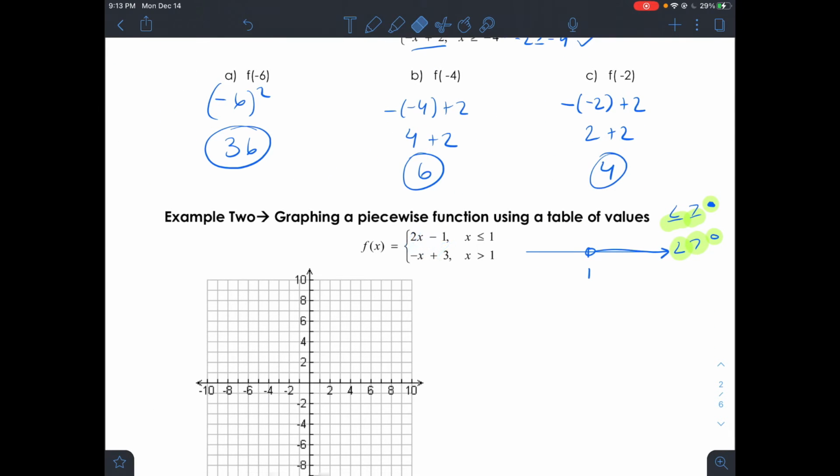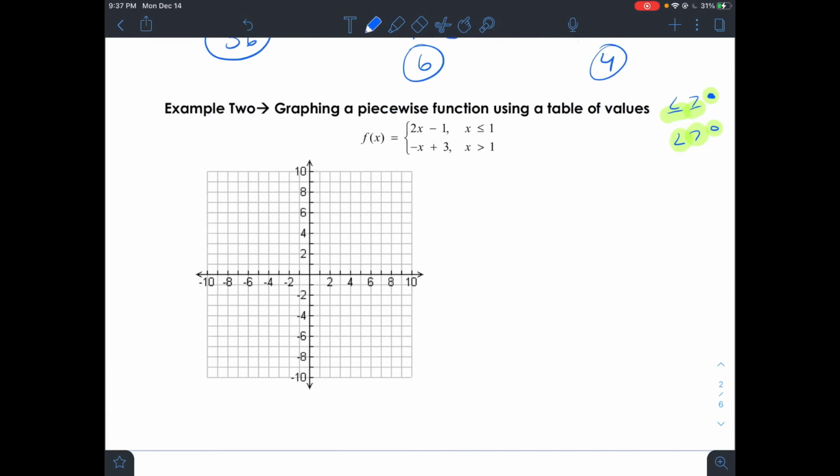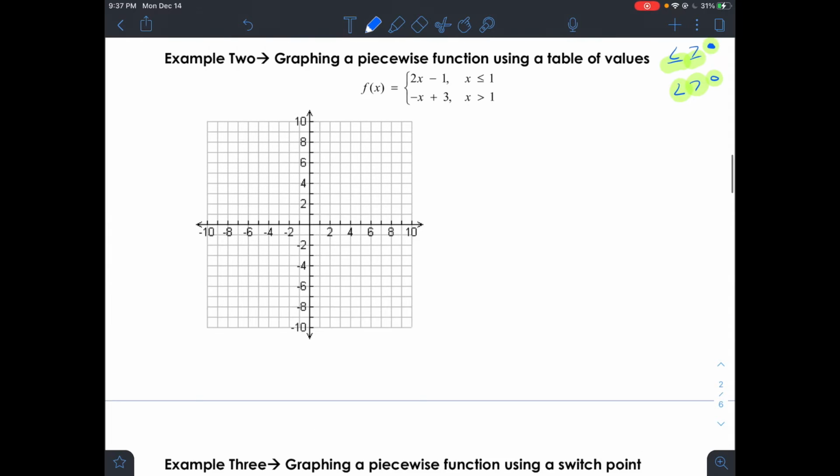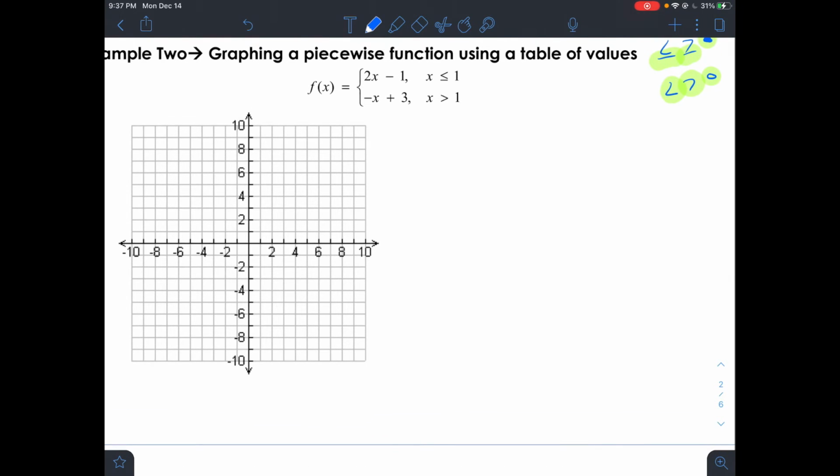And that's going to ring true for these kinds of problems. All right, so we're going to go ahead and actually graph these now. Now, there's two different ways to graph these. I'll go ahead and we'll use both methods. How does that sound? So the first method is going to be using a table.